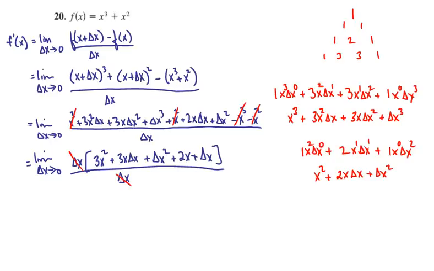The delta x factors will cancel. And at that point I can go ahead and set any remaining delta x's to 0, and that's going to wipe out everything except for the 3x squared plus the 2x. And that is the derivative of x cubed plus x squared using the limit definition of the derivative. We'll continue in the next video.